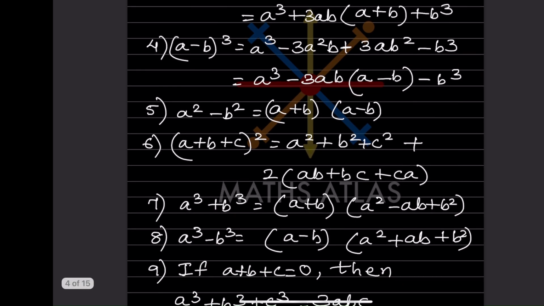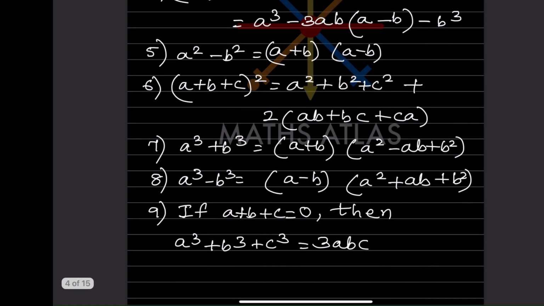Now one of the important formulas: a square minus b square is (a plus b)(a minus b), or you can also write (a minus b)(a plus b). Now (a plus b plus c) whole square is a square plus b square plus c square plus 2 times (ab plus bc plus ca). So what will you do? See ab, then where it ends, b. So when we consider abc, ab, then bc, then it ends on c. So again you write c and go again to a, that is ca.